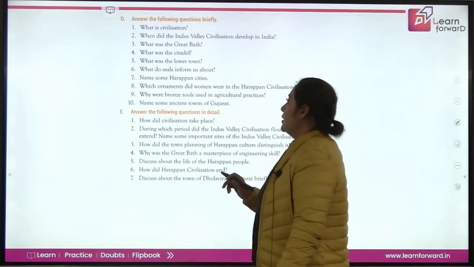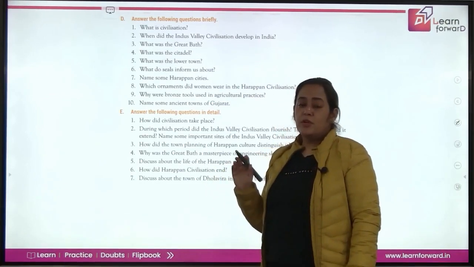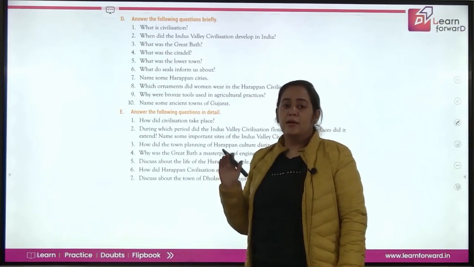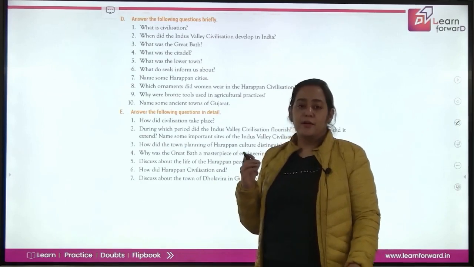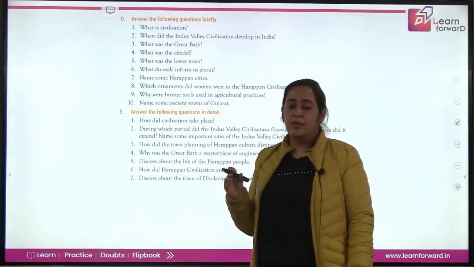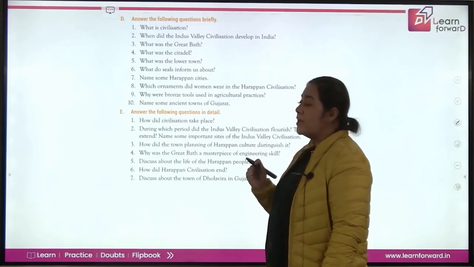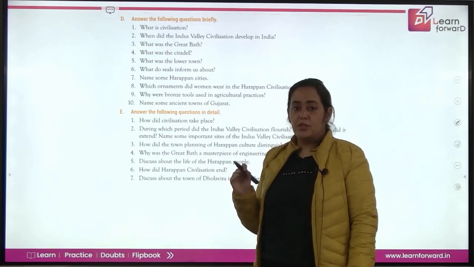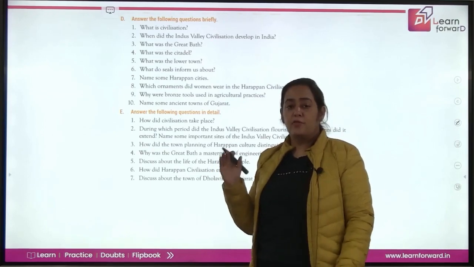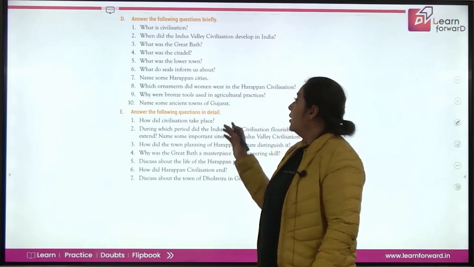Then, what is stabilization? Stabilization is an advanced way of living wherein people had developed agriculture, they had developed cities, they have a developed state, and they built a better life. Then, one day, in the Valley Civilization developed in India, the Valley Civilization developed in 4700 years. Right? What was Great Path?